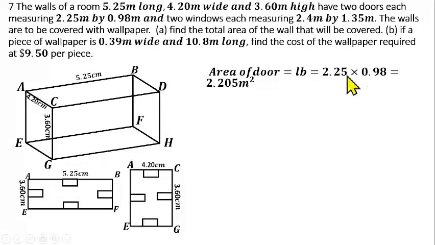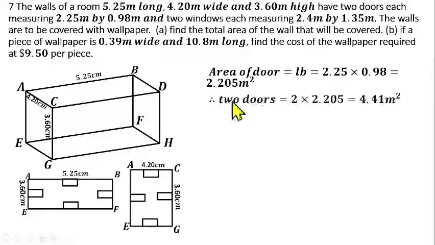So you can find the area, which is 2.25 meters multiplied by 0.9 meters, and that should give us 2.205 square meters. So that's for one door. Definitely for the 2 doors, all you need to do is multiply the answer here by 2. That will give us the area for the 2 doors, which is 4.41 square meters.